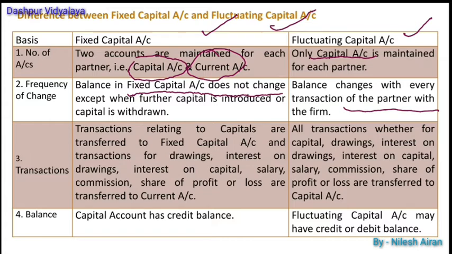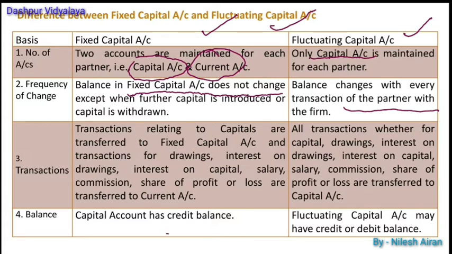Transactions. Under the fixed capital method, only the capital balance is recorded in the capital account along with the permanently withdrawn or the additional amount introduced by the partner. Whereas a current account is separately maintained to record the appropriations like interest on capital, interest on drawings, salaries, commission, bonus, share of profit, etc. All the adjustments related to partners are recorded in the capital account only when we follow the fluctuating capital method.